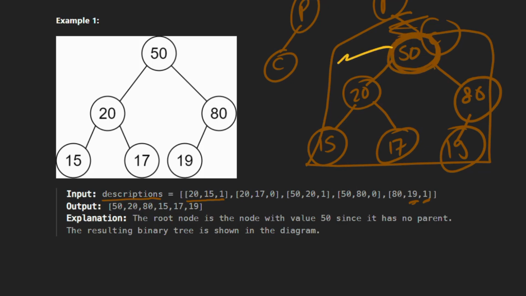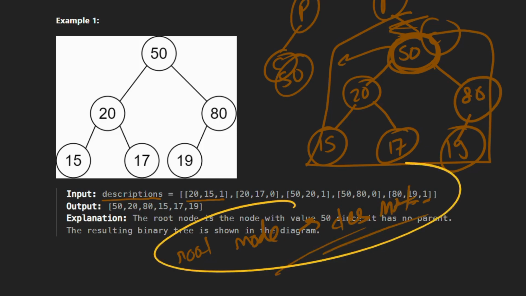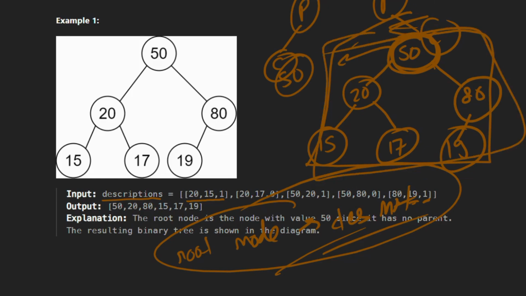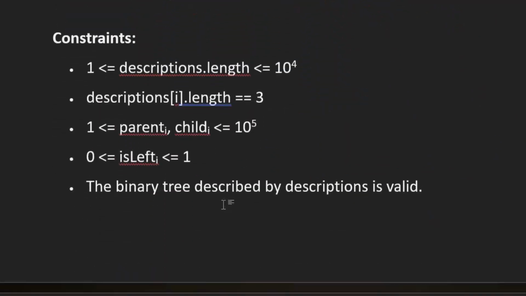So here the root is 50. As we know, a root node is the one that doesn't have any parent. So here we will be returning 50 and this will be our tree, right? So let's see the constraints.